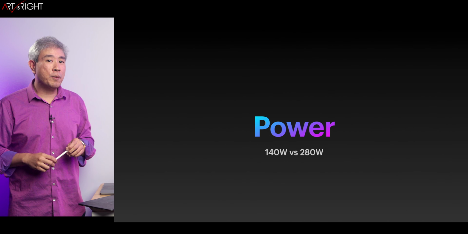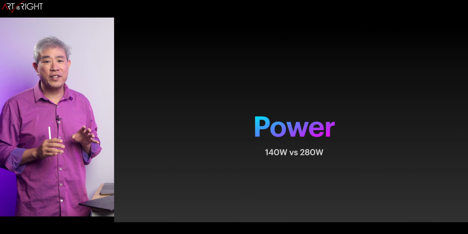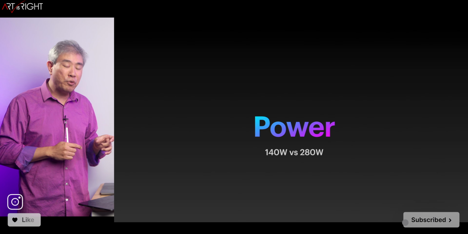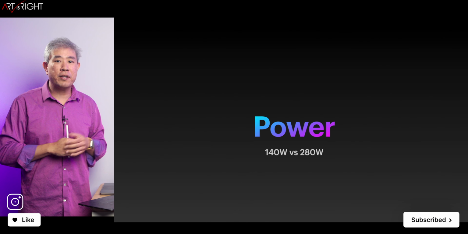So first, let's talk about some observations. Power being the biggest difference. The 16-inch MacBook Pro, both M1 Max and M2 Max, Apple shipped this with a 140 watt power brick.